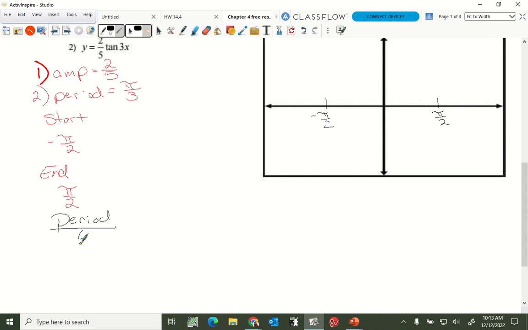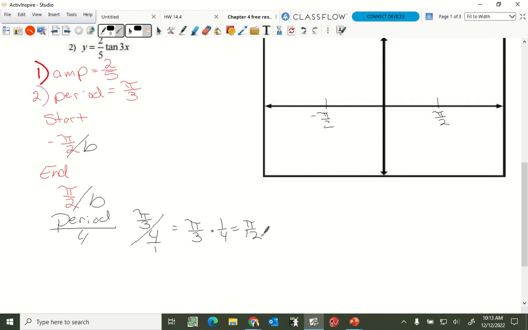Did I forget something here? Yeah, it's divided by b, isn't it? Start and end divided by b. I was like, wait a minute, this is not right. If it's period divided by 4, it's not going to work out right. So my period anyway was pi over 3 divided by 4. It's going to give me pi over 3 times 1 over 4 equals pi over 12.